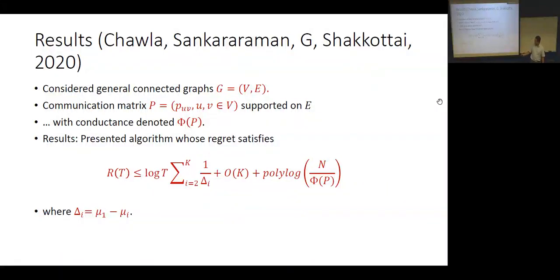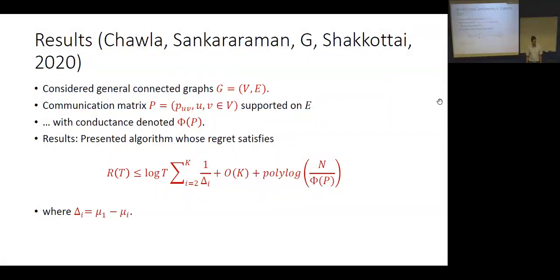Then we looked at another algorithm and we got the following regret bound. The log t now just gets multiplied by k. There's no n log n term here. The constant terms also look better. The conductance plays a role in the constant term, but not in the log t term.